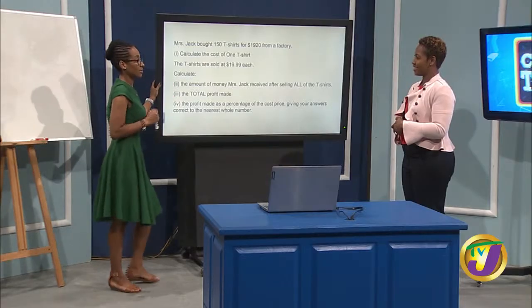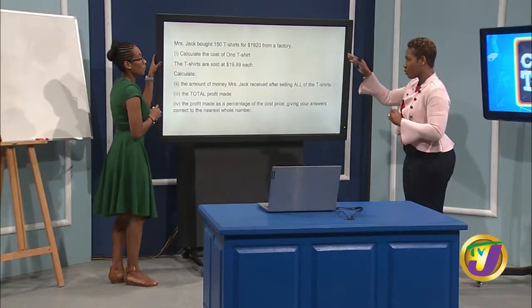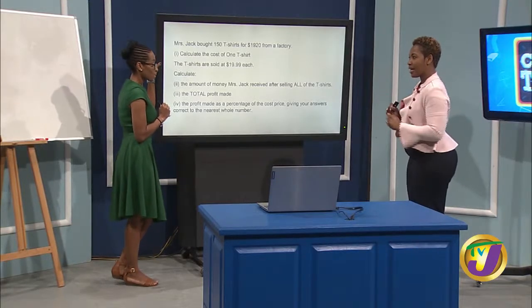Let's look at the second CSEC question. Mrs. Jack bought 150 t-shirts for $1,920 from a factory. 1, calculate the cost of one t-shirt. The t-shirts are sold at $19.99 each. Just give them a little idea. What would they do to calculate the cost of one t-shirt? They know the cost of the 150 t-shirts, which is $1,920. They need to divide to find how much one cost. So if they divide it by 150, they can get that unit price.